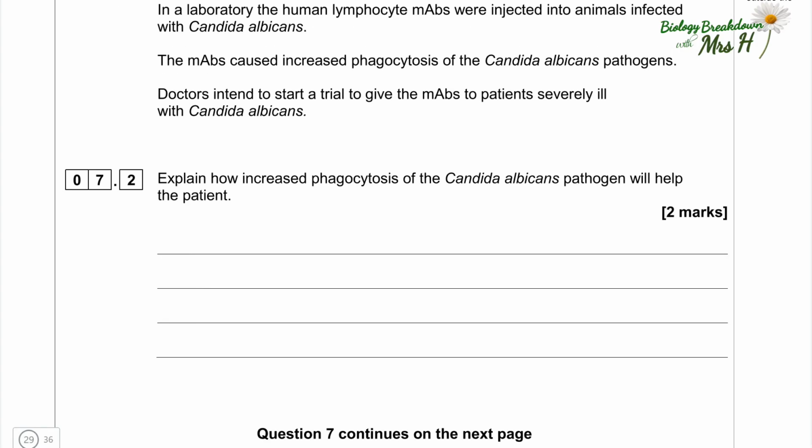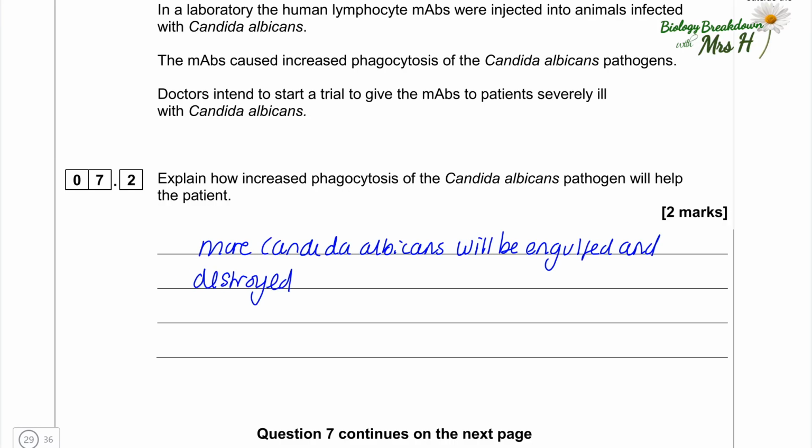In a laboratory, the human lymphocyte monoclonal antibodies were injected into animals infected with Candida albicans. The monoclonal antibodies caused increased phagocytosis of the Candida albicans pathogens. Doctors intend to start a trial to give the monoclonal antibodies to patients severely ill with Candida albicans. Explain how increased phagocytosis of the Candida albicans pathogen will help the patient. More Candida albicans will be engulfed and destroyed by phagocytes, and therefore there will be less damage to the cells by this Candida albicans.